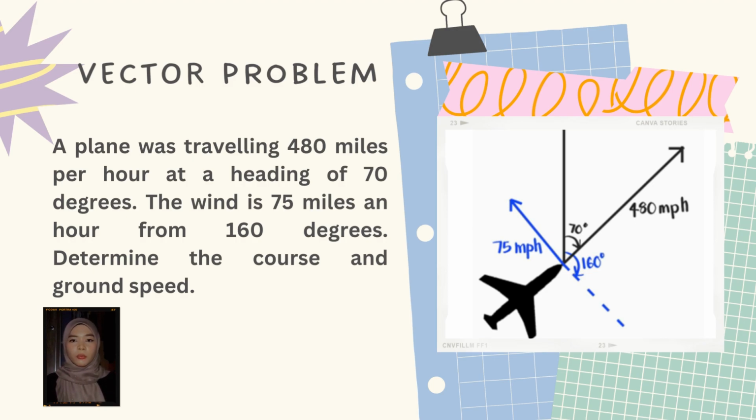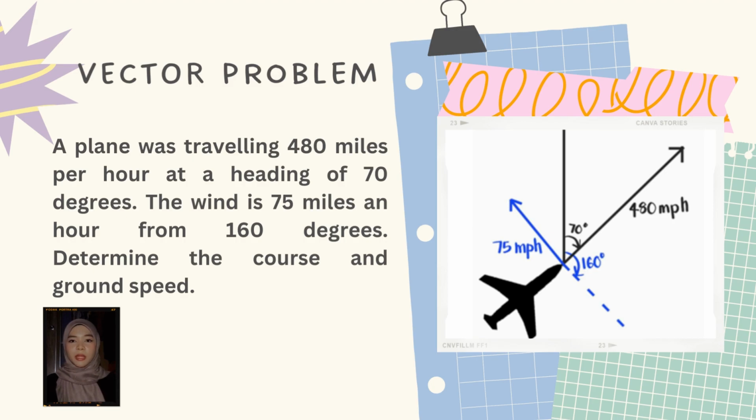The graph will show you where the airplane is. So let's say that this is our plane. It is actually trying to fly in this direction, 70 degrees from north. And the magnitude of this vector is 480 miles per hour. That is the airspeed, so 480. And the wind is 75 miles per hour from 160 degrees.